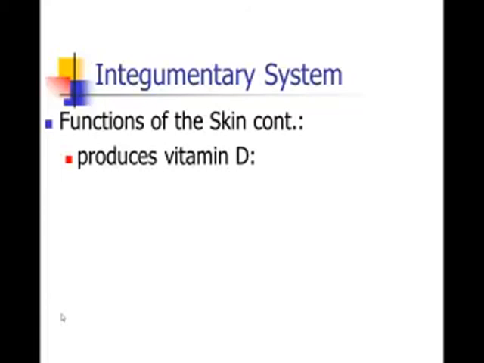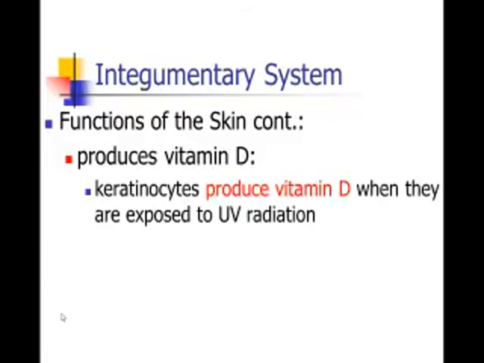The production of vitamin D is a useful activity. The cells that produce vitamin D are the keratinocytes, and they do this when they're exposed to UV radiation. It doesn't take an awful lot. Minimal exposure per day can get your minimal daily requirement of vitamin D produced by your keratinocytes.